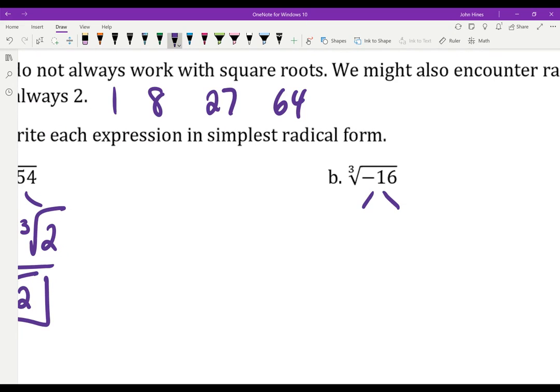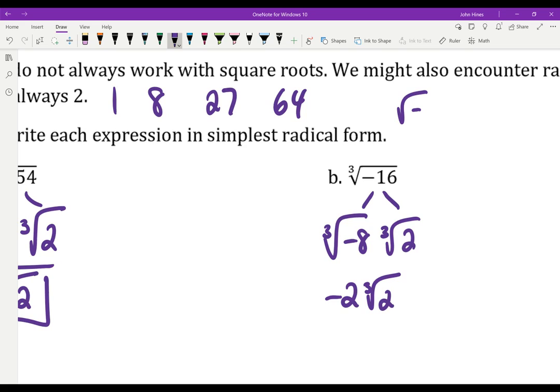You only have i's when you have the square root of a negative. You can take the cube root of a negative number because it's actually negative 8 and 2. What times what times what gives me negative 8? Well, negative 2 times negative 2 times negative 2 is negative 8. I should have little cubes on them. I always forget them. So there's only i's with square roots. This is a real number. It's not imaginary. There's no imaginary numbers when we work with cube roots.